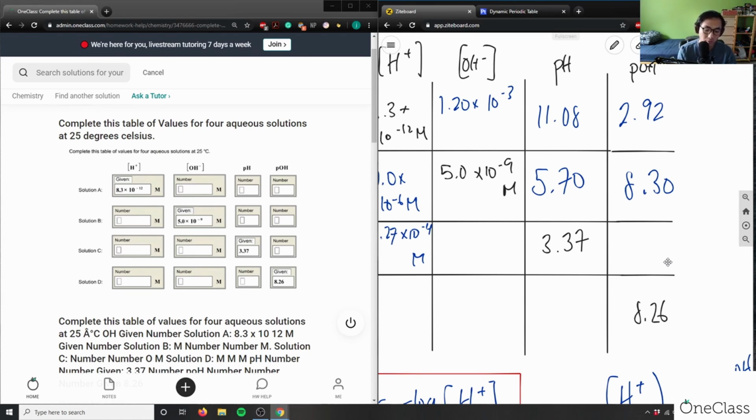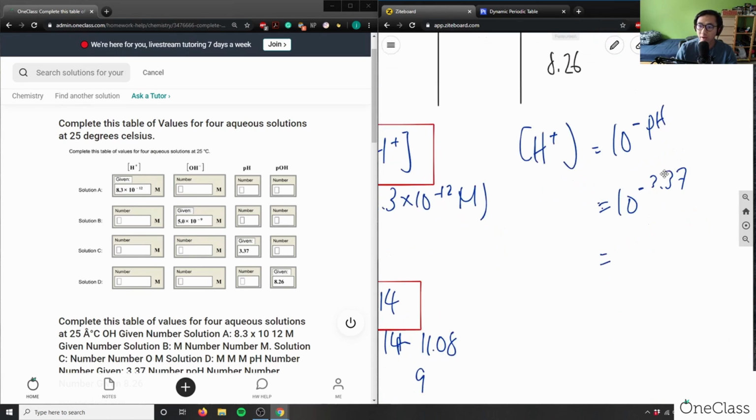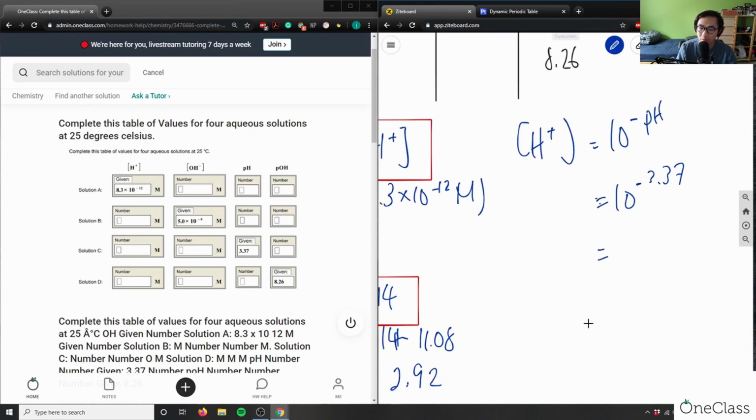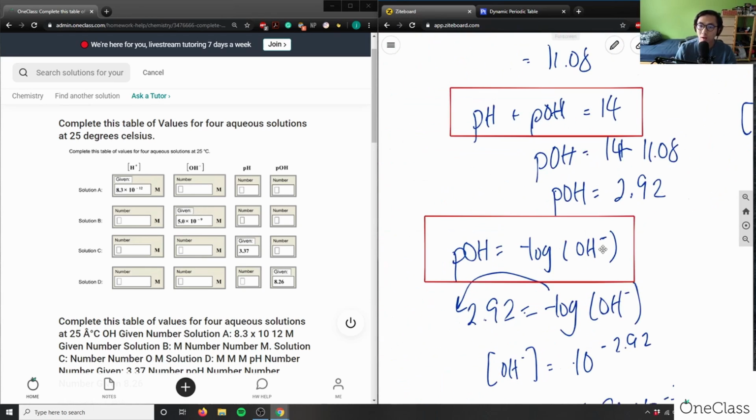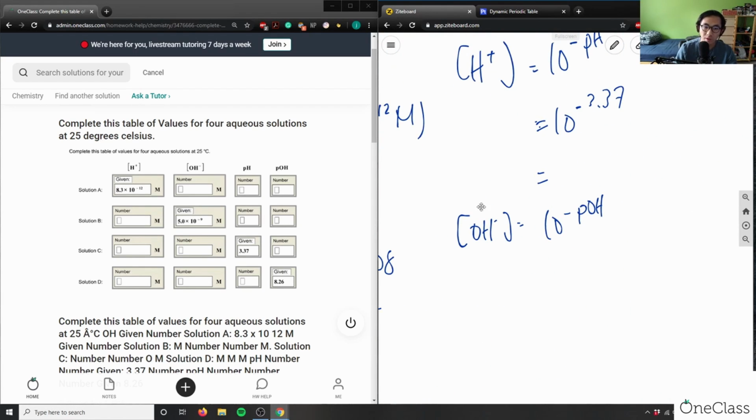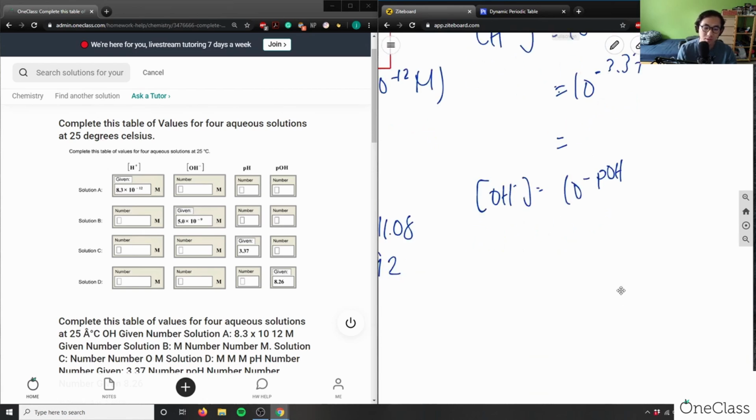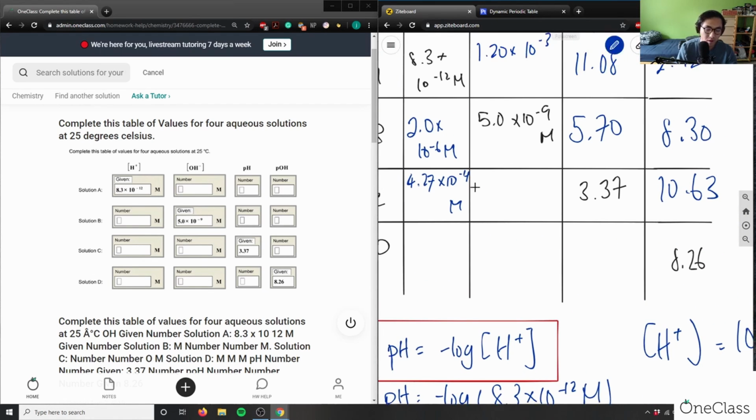14 minus 3.37. So I would get 10.63 for my pOH. And simply I can use this formula here: OH minus equals 10 to the power of negative pOH, right, to solve for that. This is simply just a rearranged form of this formula here. So again, the pOH here was 10.63, so 10 to the power of negative 10.63 would give me the concentration of my hydroxide ion. If I did that on my calculator, I would get 2.34 times 10 to the negative 11 molars.